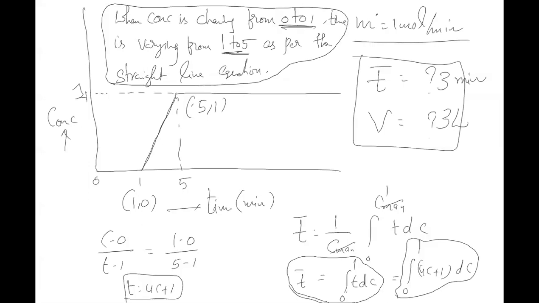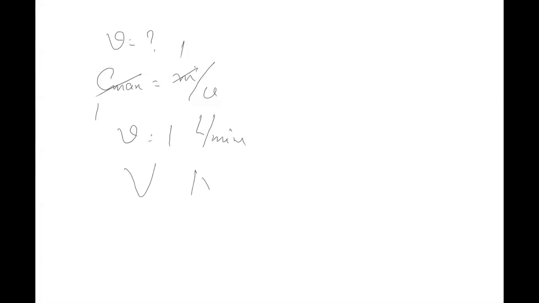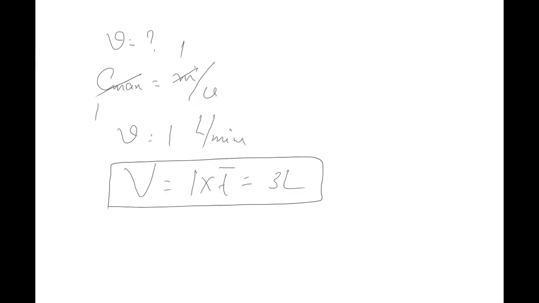So what is the answer that you are getting? T bar is equal to 3 minutes. Clear? Once you get T bar 3 minutes, then what is the volumetric flow rate? How do you calculate volumetric flow rate? Because your C max is equal to m dot by v. What is C max? 1. What is m dot? 1. So v is 1 liter per minute. So what is volume? Volume is 1 into T bar, which is 3 liters. Clear?